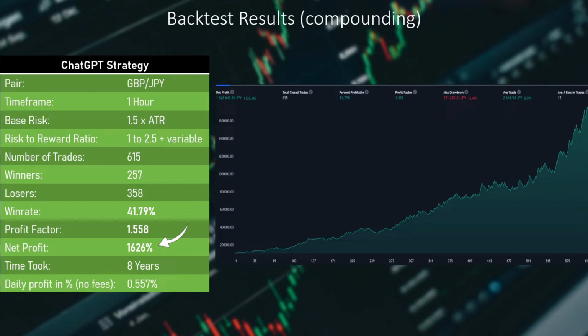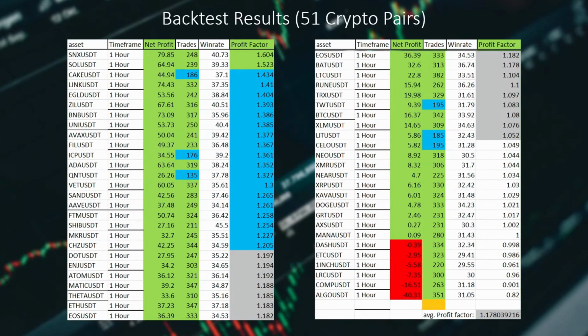But you are probably wondering about the results on the cryptocurrencies. So now let's see the results of the 51 crypto pairs. I already ranked the results based on profit factor. The position sizing is the same as the original backtest, so non-compounding, 1% risk per trade, and the backtest results are based on the last 3 years of price data. On the top we have the best performing ones and on the bottom the worst ones.